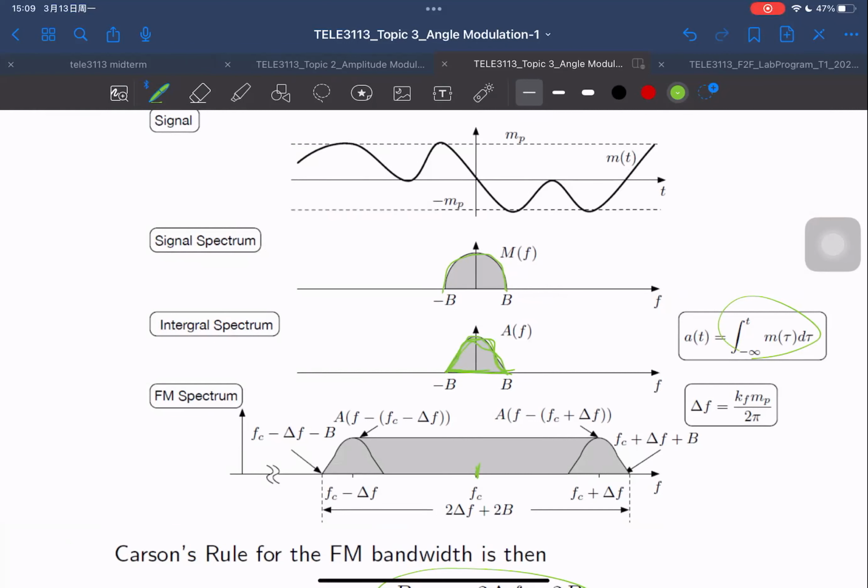Why is it squared? Why is it AC? Yeah, the square is because it has the amplitude of AC, right? Oh yeah, probably it's not squared. Never mind. I thought the message signal should have AC. Never mind.